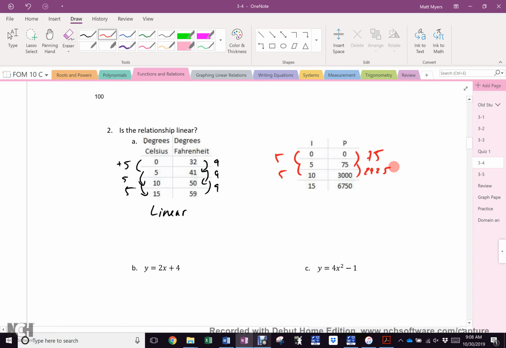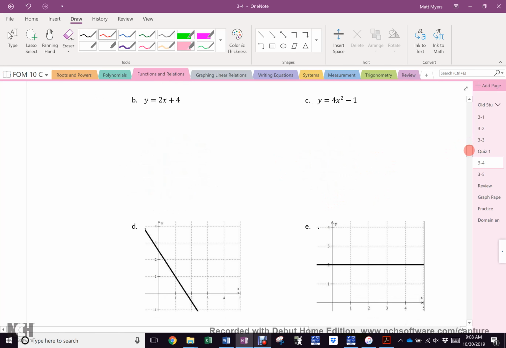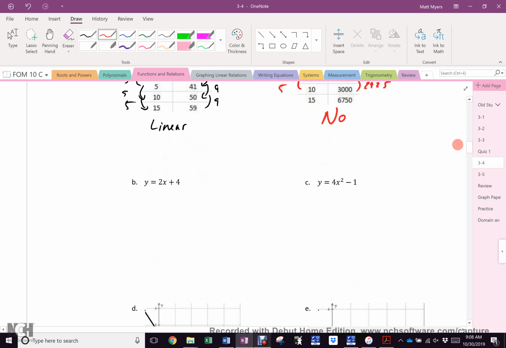2,925. Is that linear? No. All right. So now we've got an equation. Is that one linear? How do you check? You can't solve it. There's two variables.